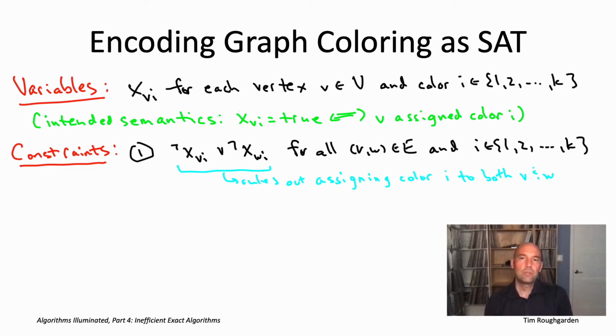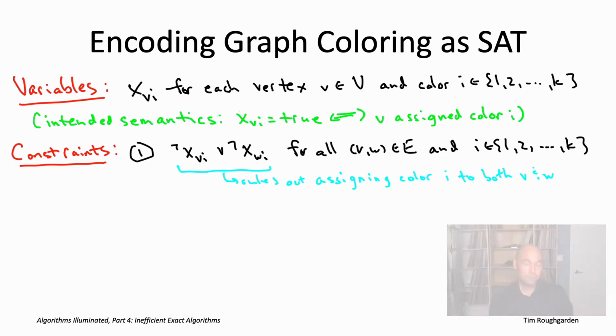So with this set of constraints, we should no longer be worried about any monochromatic edges. Those have been explicitly ruled out by these constraints. However, we're not quite done, because if you think about it, one way you could satisfy all of these constraints would be to just set everything to false. That's not really what we want. That would sort of correspond to not coloring any vertex anything, which is sort of missing the point. So we also want to have a constraint which says that vertices should get a color.